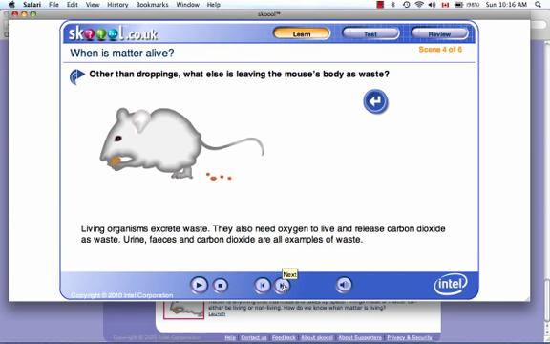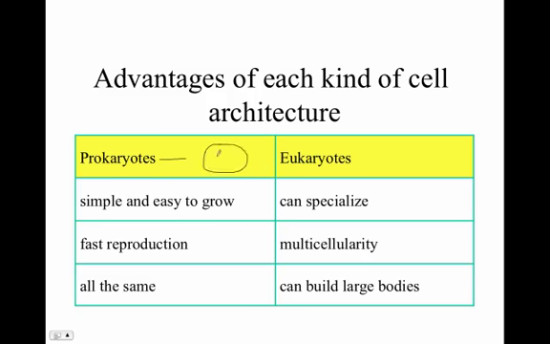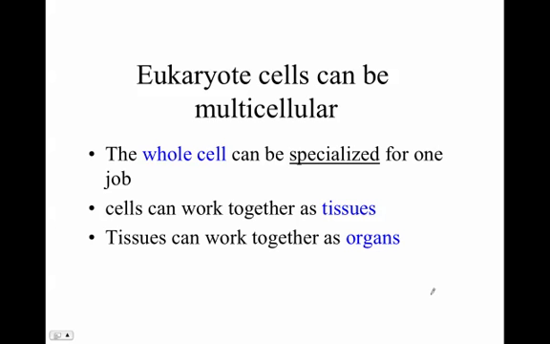But when it comes to prokaryotes, which have a cell with their genetic information just floating in the cytoplasm with no nucleus, versus eukaryotes, which have a nucleus, they're simple, easy to grow, they have fast reproduction, and they're pretty much all the same. Whereas eukaryotes can specialize, can contain many cells, and can build larger bodies. So eukaryotic cells can be multicellular, and the cells can specialize like blood cells, muscle cells, so that cells can make tissue and tissues can make organs.